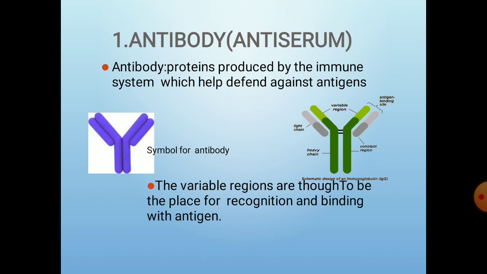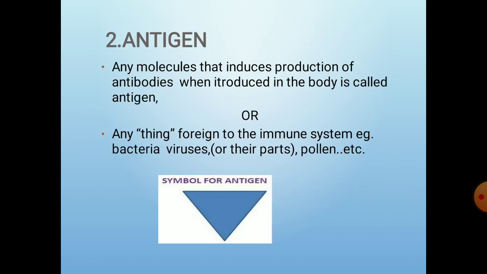It has variable regions that are thought to be the place for recognition and binding with antigen. Then we have antigen. Any molecule that induces production of antibodies when introduced in the body is called antigen. Anything foreign to the immune system, that is bacteria or virus or pollen, is antigen, and this triangle is denoted as the symbol for antigens.